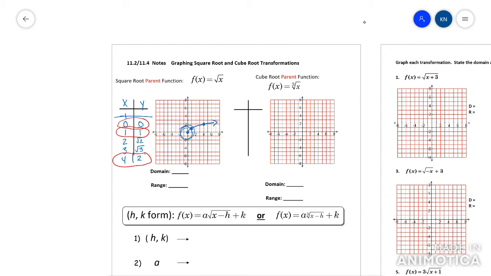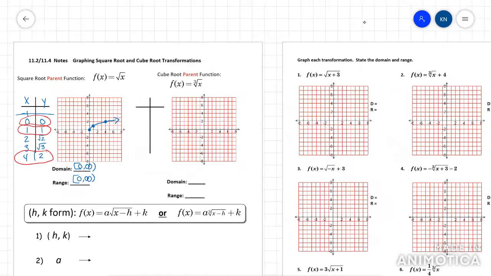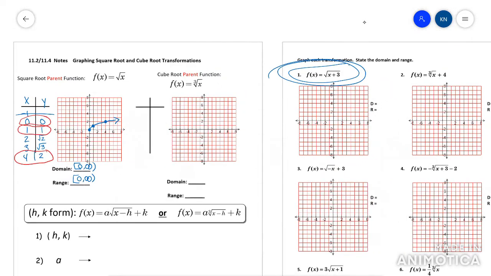It stops right here. You do not keep going to the left because it would be imaginary. So the domain is everything from 0 to infinity. And the range is everything from 0 to infinity. Just keep in mind those three red numbers, because when we get over here, those are the ones I'm going to want you to focus on.